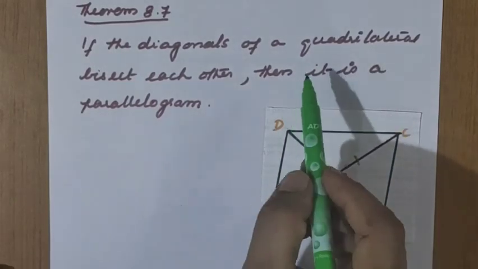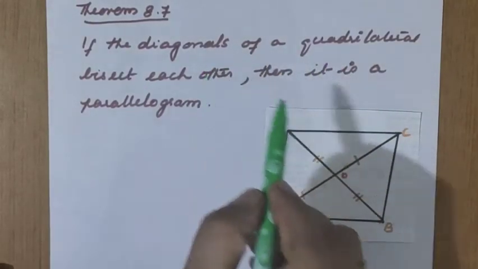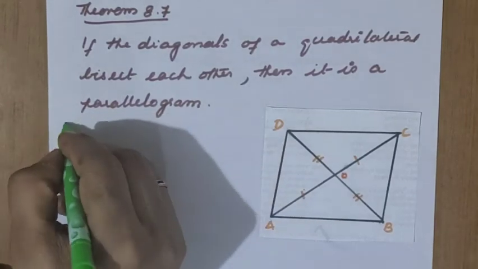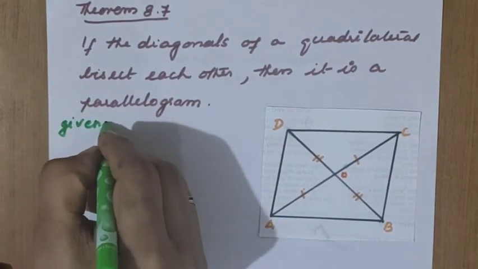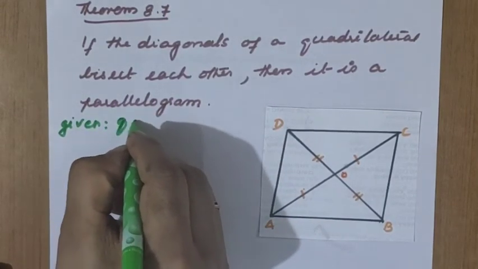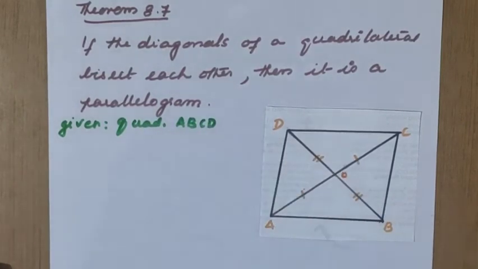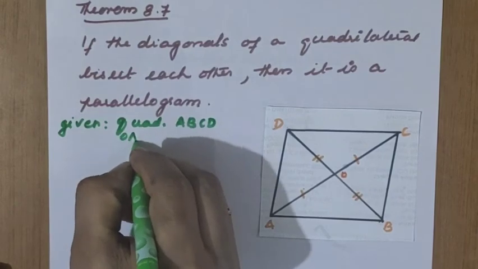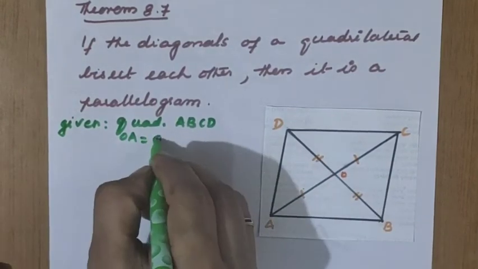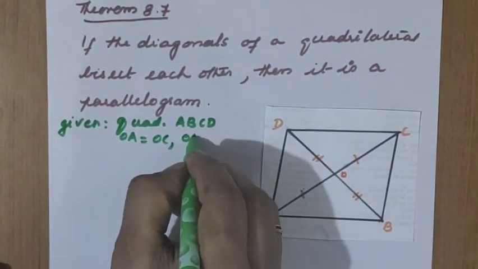So what is given here? A quadrilateral whose diagonals bisect each other. That means a quadrilateral is given. I'll write here: given ABCD is a quadrilateral, or in quadrilateral ABCD, the diagonals bisect each other. That means OA equals OC and OB equals OD.